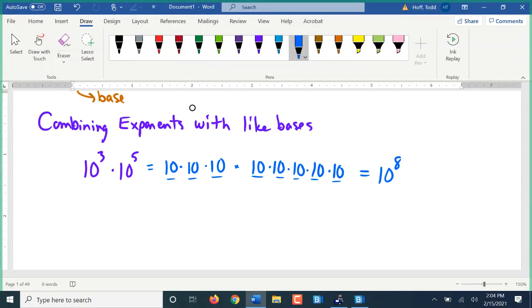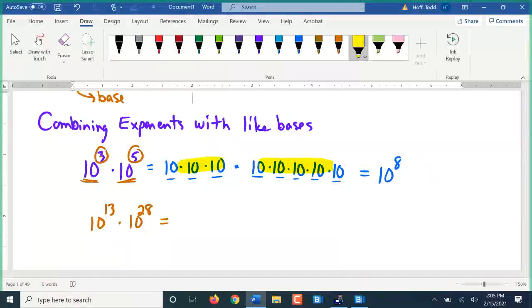Now, many of you have probably seen before how this works. When we combine exponents with the same base, 10 to the 3rd, 10 to the 5th, both have a base of 10. When we're multiplying them, we add the powers. 3 plus 5 makes 8. So if I had 10 to the power of 13 times 10 to the power of 28, you don't have to write out all the 10s and count them up. We can just add the powers. That's 10 to the power of 13 plus 28, which makes 41. So we've got 10 to the power of 41.